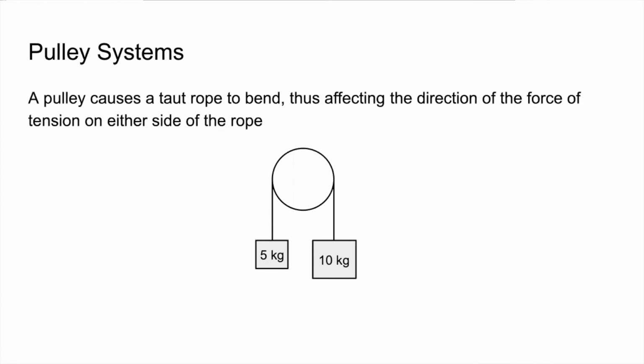Now we're getting into pulley systems. Pulleys allow you to control the direction of the force of tension, and that could allow you to lift up heavy objects. A pulley system causes a rope to not be completely straight, and that affects the direction of the force of tension. So here's an example of a pulley system, and I'm going to show you the free body diagram for each block. The forces of tension have the same magnitude.